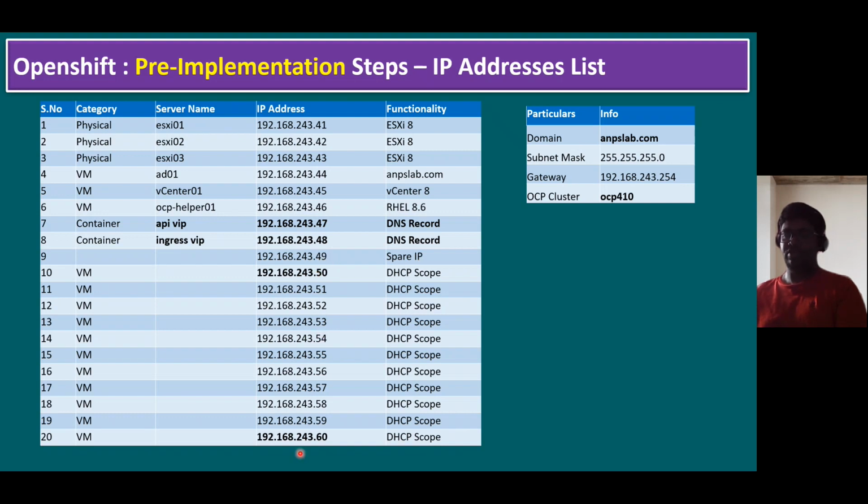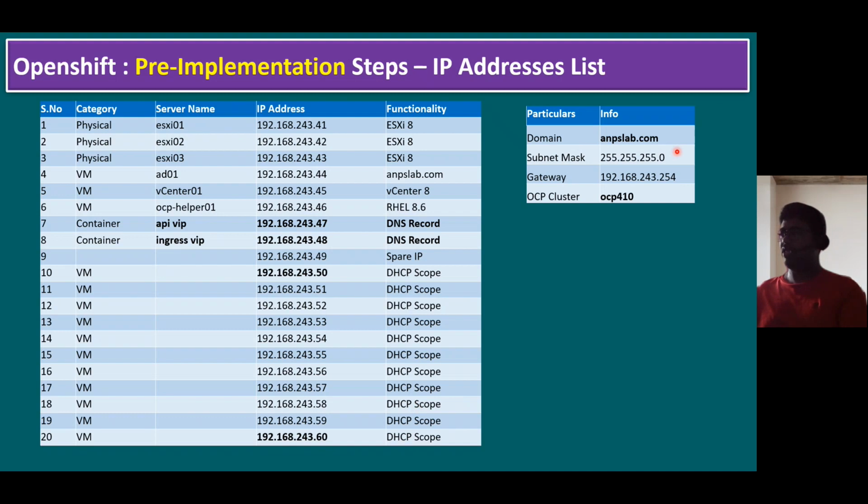And for 50 to 60, we will create a DHCP scope. Why this DHCP scope? We are planning to install OpenShift using the IPI method. IPI means installer provisioned infrastructure method. Using the installer provisioned infrastructure method, we can push the IP addresses to all the OpenShift master nodes and worker nodes using the DHCP scope. Once the IPs are pushed, finally, if you want to reserve those IPs, we have a DHCP reservation option. That portion also I will show you in a subsequent video session.